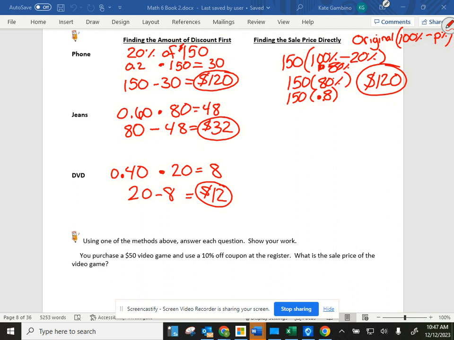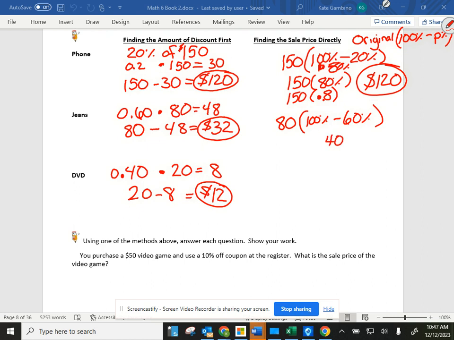Let's look at our jeans. What is my original cost of those jeans, Callie? $80. That's the original. Then I have 100% minus, what's my discounted percent, Zelda? 60%. 100 minus 60 gets me that 40.